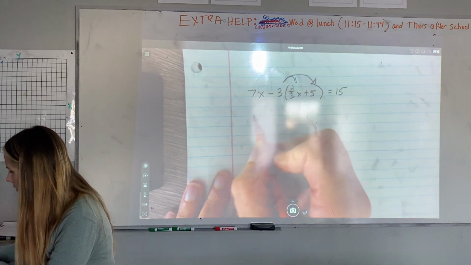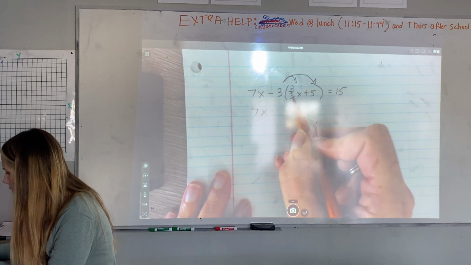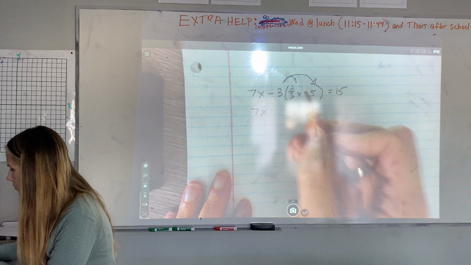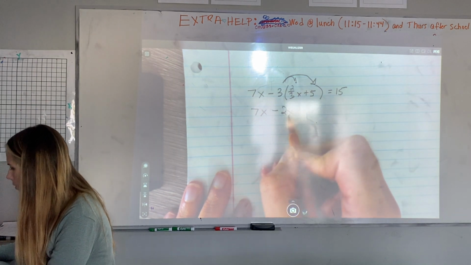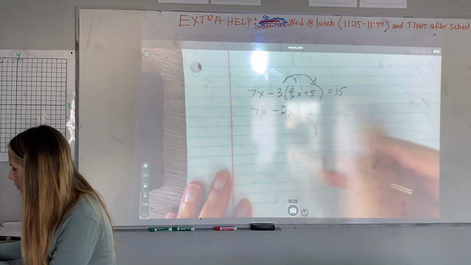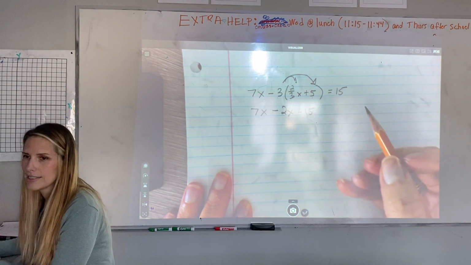Okay, so we still have our 7x here, and then we have a -3 times 2/3x. The 3's would cancel out, and then you get -2x. Did you get that, Colin? Yeah. Okay. And then -3 times 5 is -15. You get that? No, I got positive 15. Oh, silly Willy. See, that's the thing.